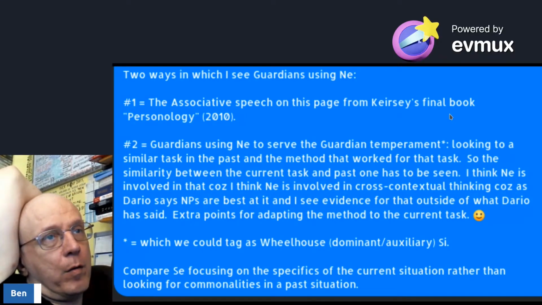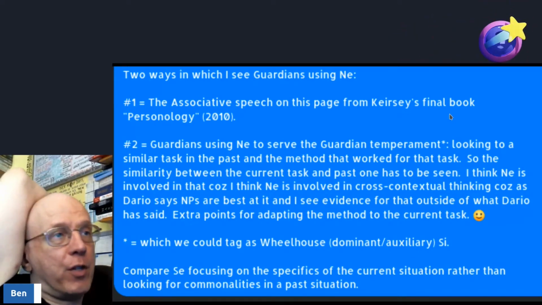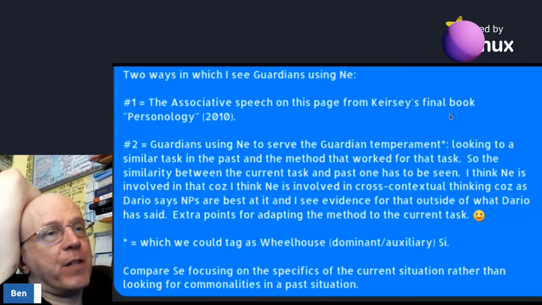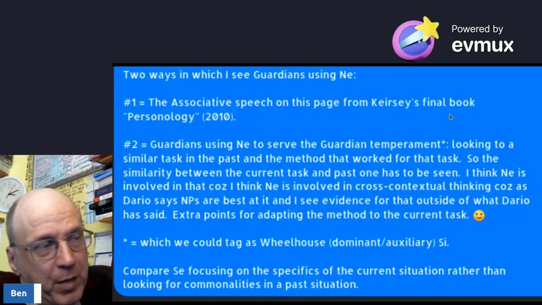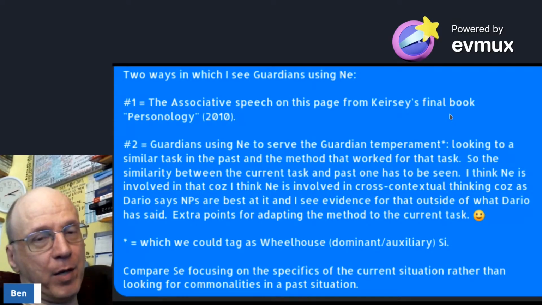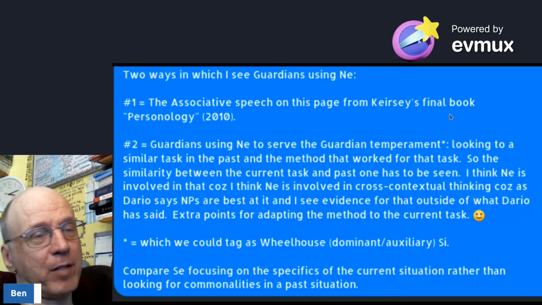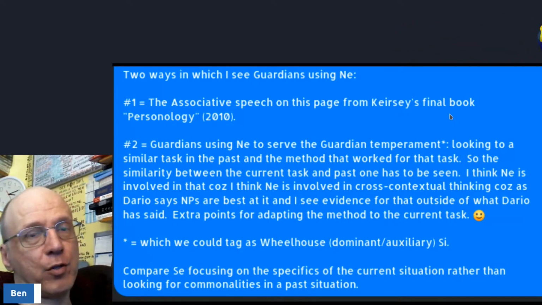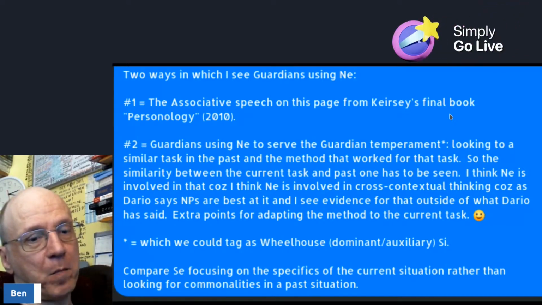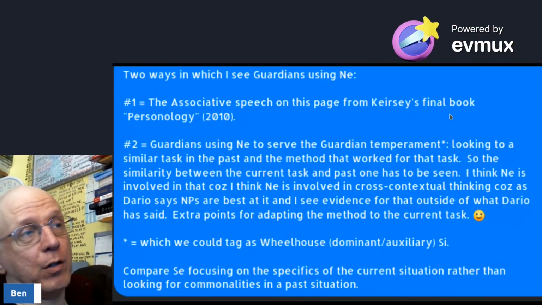Right. We could tag as the guardian temperament, which we could tag as wheelhouse dominant auxiliary Si in function terms. Compare Se focusing on the specifics of the current situation rather than looking for the commonalities in a past situation. And also, in comparison, the artisan temperament isn't looking to be conservative. It's looking to be audacious. It's looking more towards the new. So there's a similarity there in NPs and SPs, a similarity towards newness. Whereas for guardians, newness can be dangerous because there's a lack of the familiarity, lack of the known, the secure, the familiar.